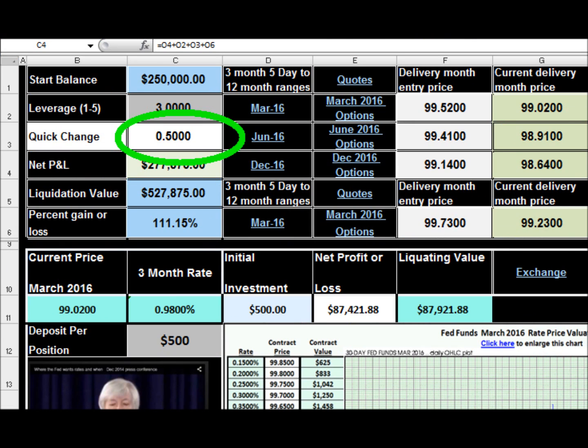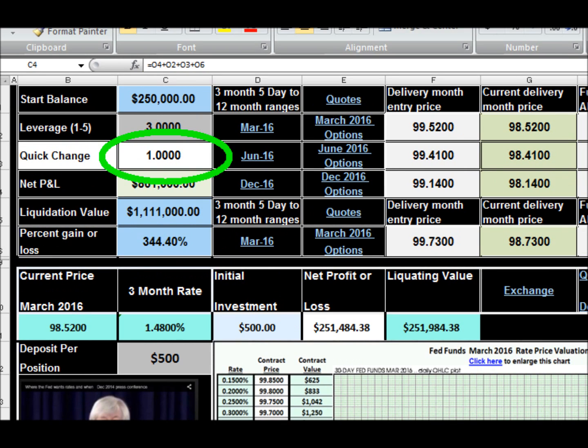Now let's see if the Fed's partially correct about the rate they set. I've entered 0.50 on the spreadsheet, representing an increase in rates of 0.5%. If rates rise by 0.50, my net profit on the position would be $277,875, bringing the liquidation value of the $250,000 initial investment to $527,875, or up 111.15%. Now let's knock it up a notch.